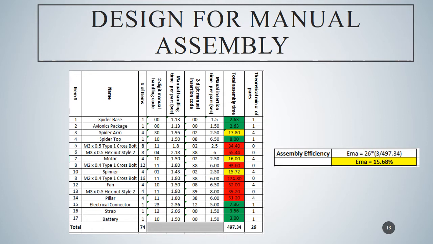Now looking at designing for manual assembly, we can see the drone takes around 500 seconds to fully complete. Looking at the total assembly time column, we can see various red boxes that indicate very high assembly time, which could offer clues of what to redesign. Now looking at the assembly efficiency of the total drone process, we have an efficiency of around 16%.